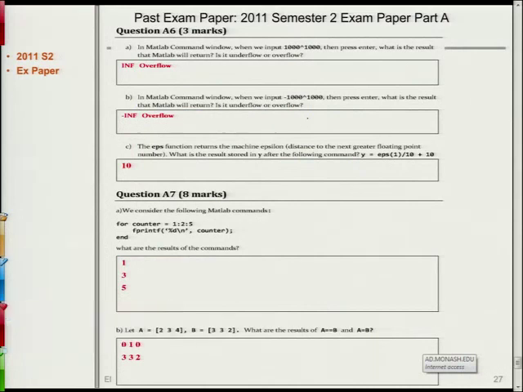Okay, and A6 has 3 questions. Have a read.